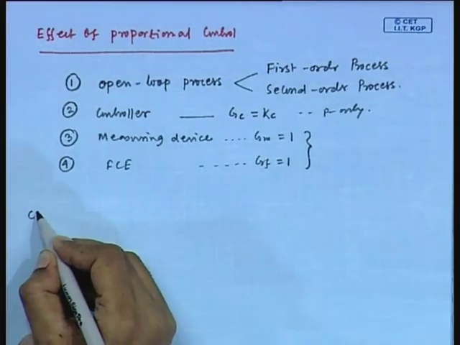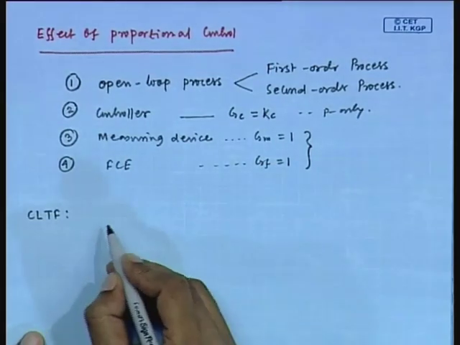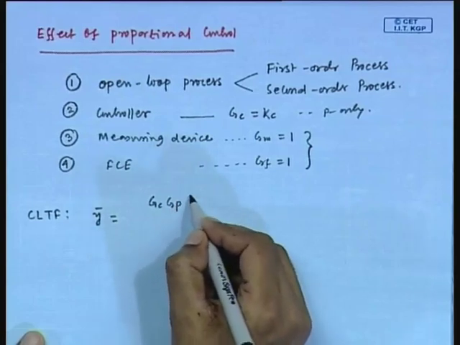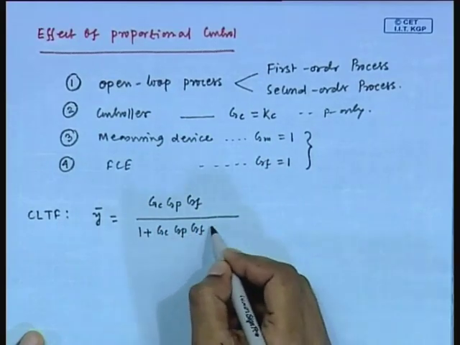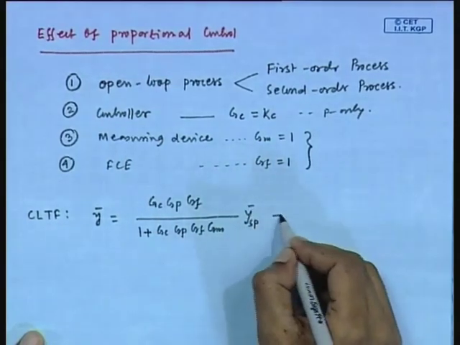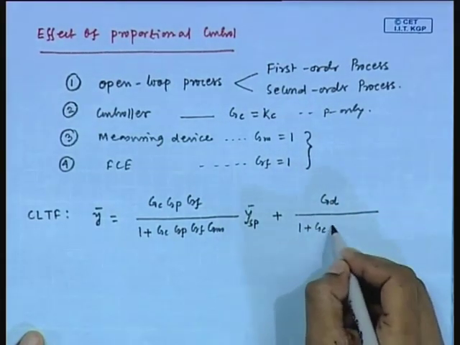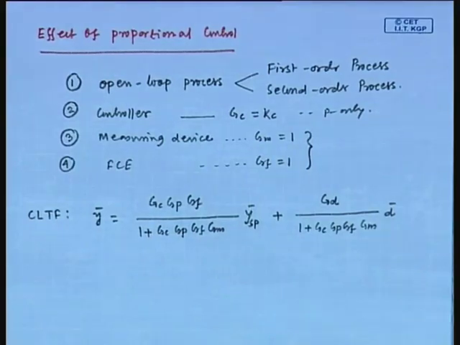Fine. So, we will start from the closed loop transfer function. The general form of closed loop transfer function is y bar equals GC GP GF divided by 1 plus GC GP GF GM, times y set point bar, plus GD divided by 1 plus GC GP GF GM, times D bar. This is the general form of closed loop transfer function.